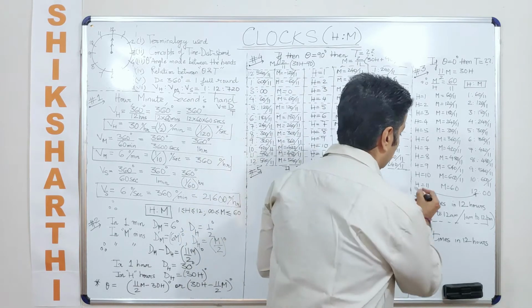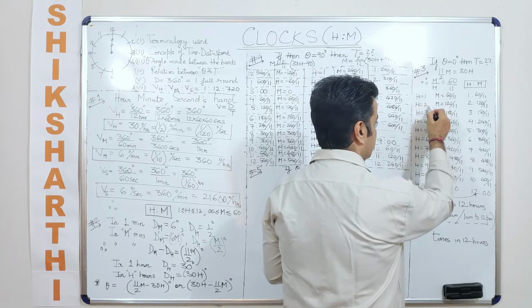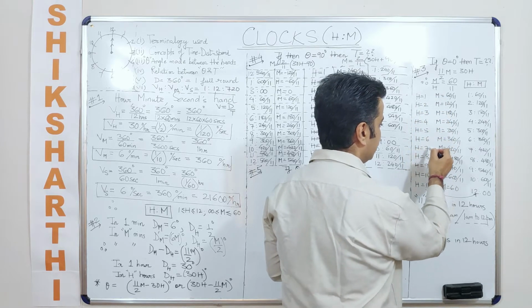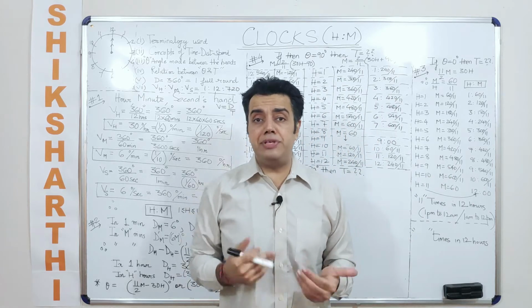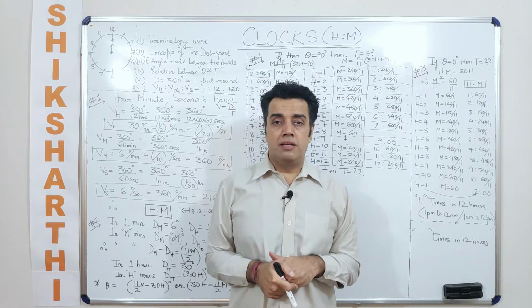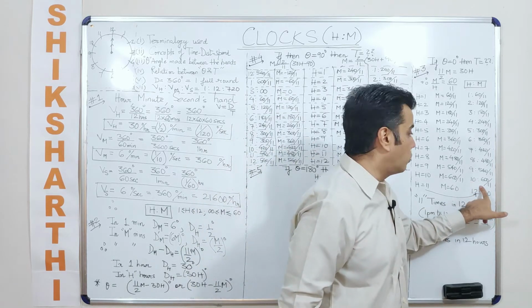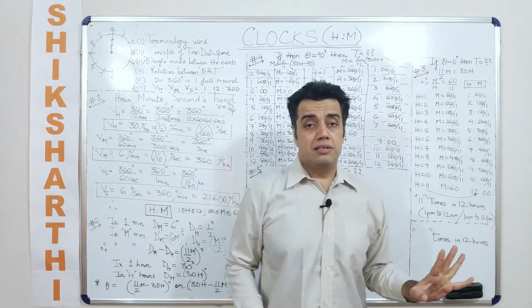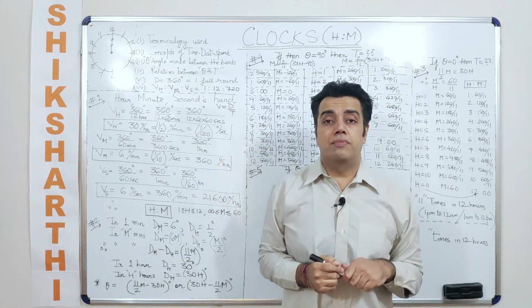So can I say this is the first time when the hands meet? This is the second, third, fourth, fifth, sixth, seventh, 8th, 9th and 10th. The 10th time when they are meeting after 12, what would be the time? The time would be 10 colon 600 by 11. This is the format that we are using throughout this discussion.